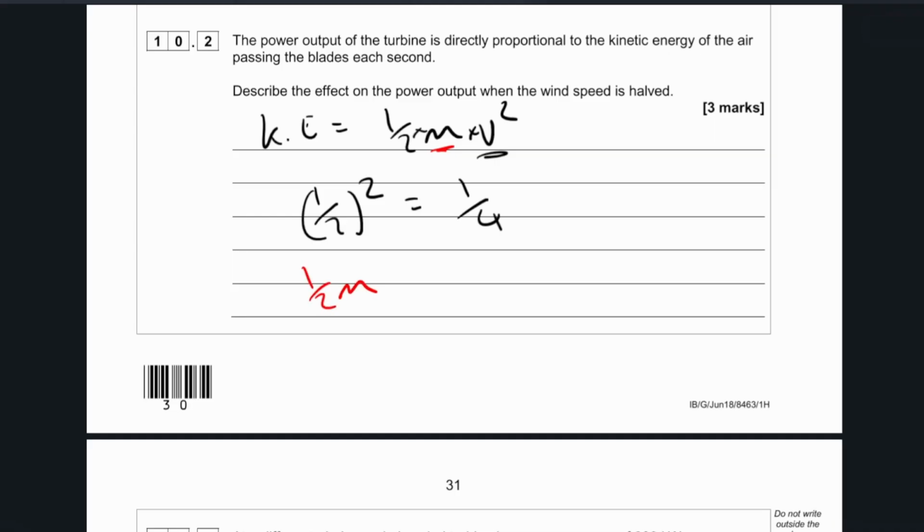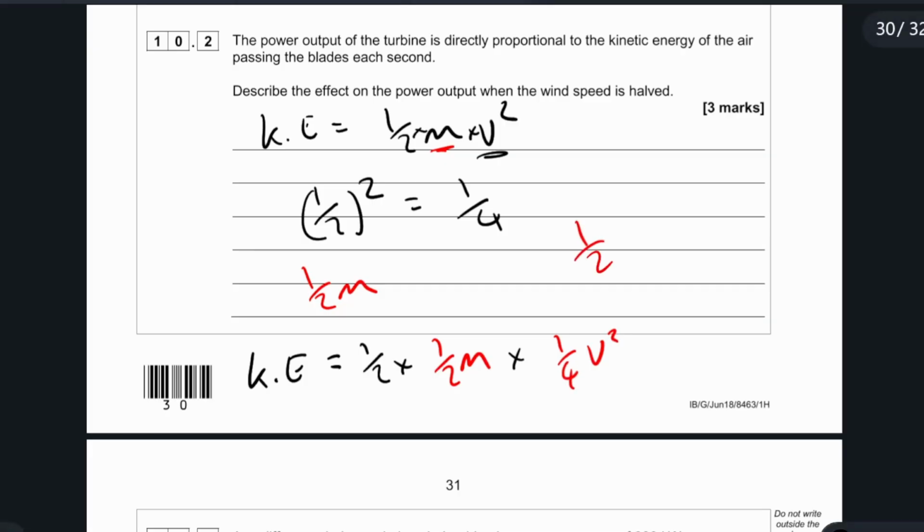Which would mean that if you were to plug this into our equation now, the kinetic energy transferred to the blades each second is now going to be a half multiplied by half m, because the mass is halved, multiplied by half v squared. Half v squared is the same thing as writing a quarter v squared on its own like that. So remember, half v all squared is equal to a quarter multiplied by v squared.